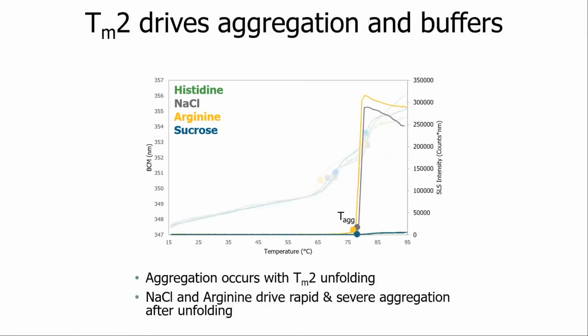If we add on the SLS data on top of that fluorescence result, we can see that with all of these excipients, we're still seeing aggregation occurring in concert with TM2, which is not guaranteed, so it's good to confirm the excipients don't drive a dramatic change in aggregation behavior. And we do see that in this case, we have very, very similar melting temperatures, but sodium chloride and arginine drive rapid and severe aggregation behavior, while histidine and sucrose drive less extreme aggregation behavior in our sample.